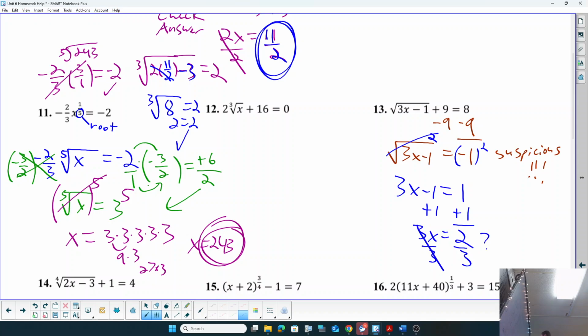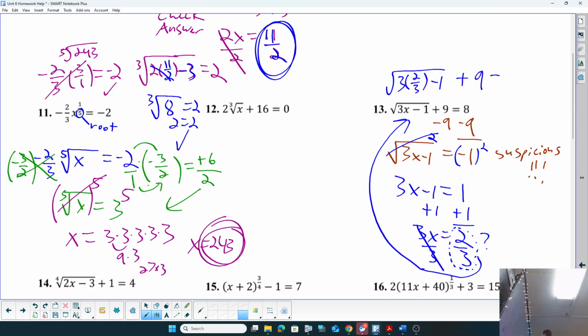Let's plug it back in and check. Maybe it's 2/3. We have to check and see. So now we have the square root of 3 times 2/3 minus 1 plus 9 equals 8. Well, 3 times 2/3 is 6/3, which is 2. And so 2 minus 1 is just 1. And the square root of 1 is 1. And 1 plus 9 is 10. And 10 does not equal 8. So that means that 2/3 doesn't work.